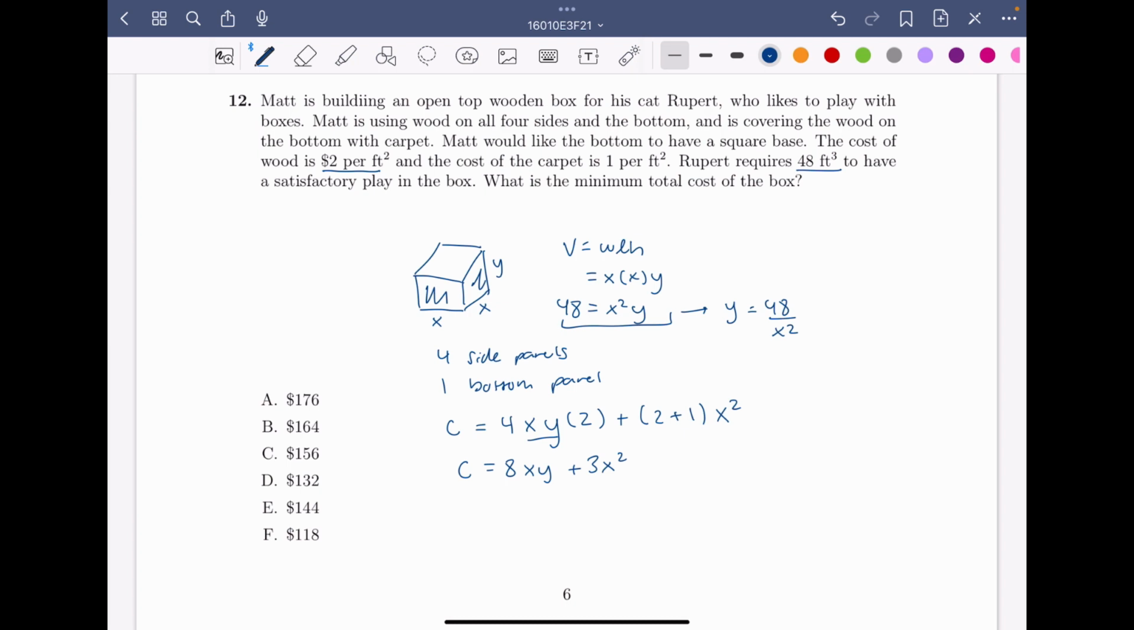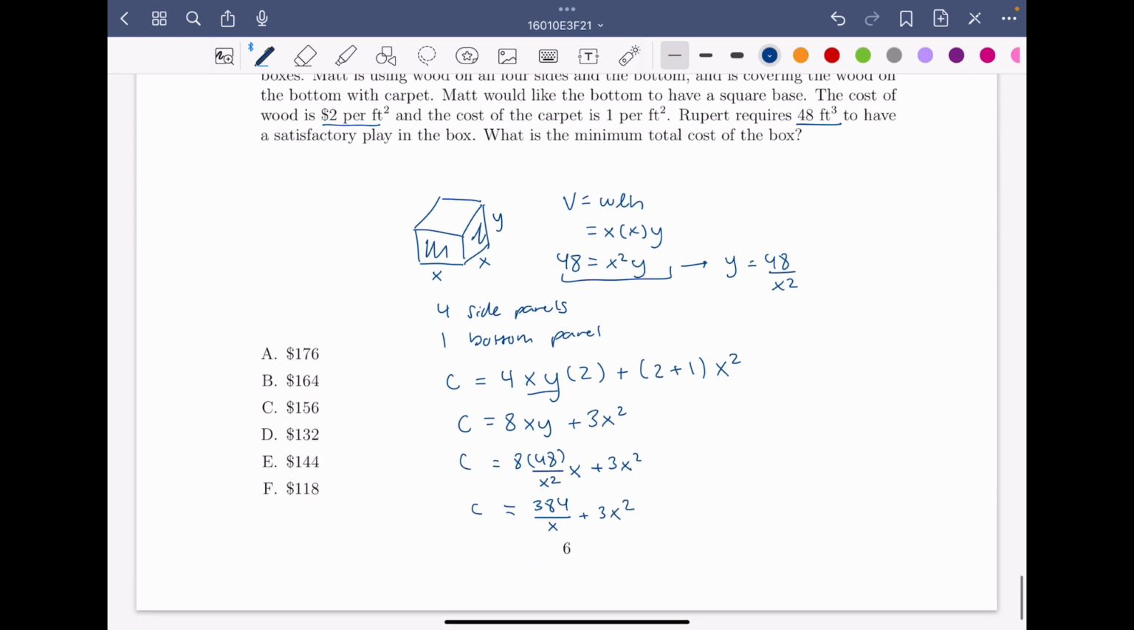If we replace all the y's in this, we get 8 times 48 over x squared, times x, plus 3x squared. I want to simplify this a little bit. 48 times 8 is 384. You can plug that into your calculator when you get a chance. And then x over x squared just gives you 1 over x, plus 3x squared. So that's what our c equals.